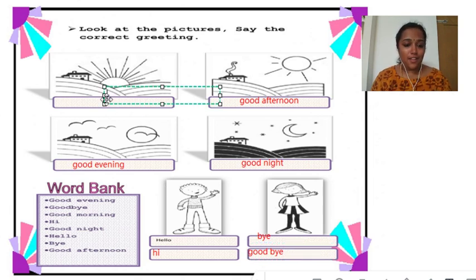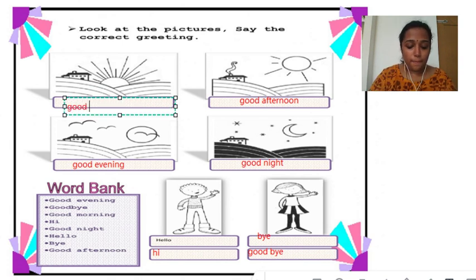Let me type here good morning also. So I hope this is clear to you. I hope you are able to identify the type of greeting based on the picture. You can type the answers in the comment box also. So that's all about this activity.